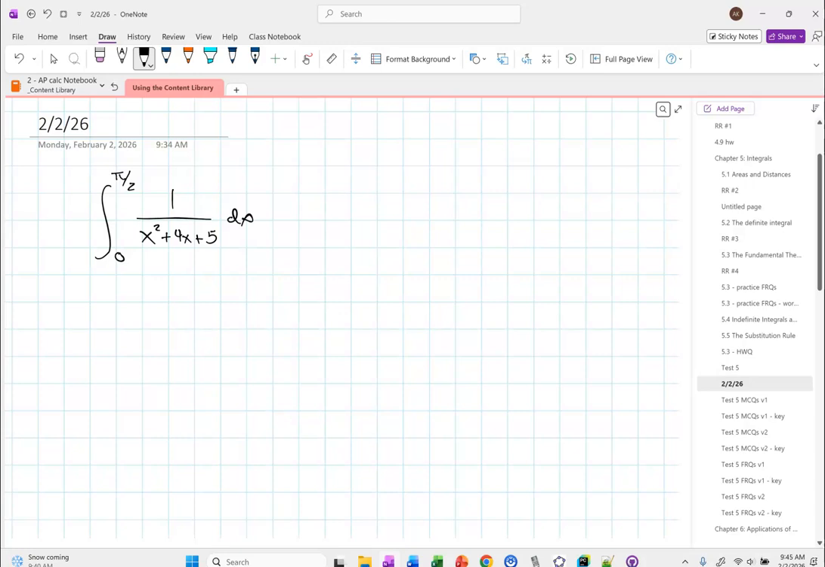The naive u substitution would be to take the x squared plus 4x plus 5. It's not going to work because you're going to have x's left over in your derivative that you don't have in the integrand. So it won't work out very nicely for you. But our calculator can handle this.